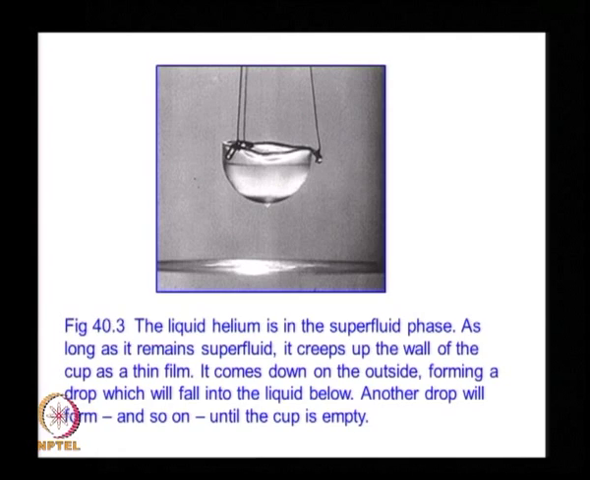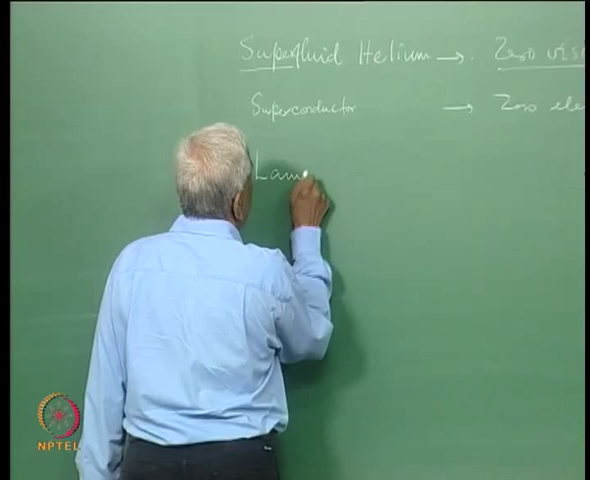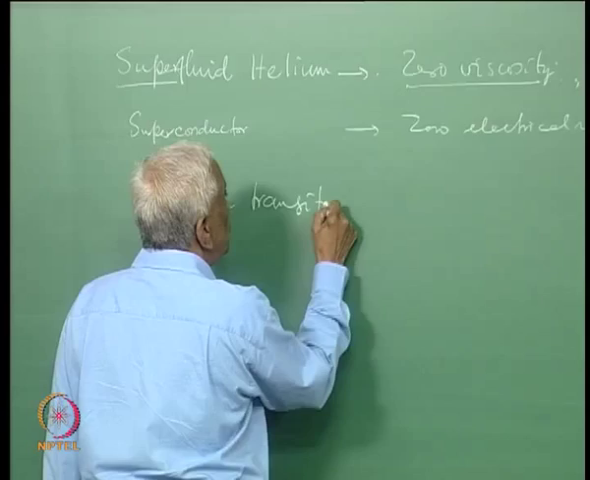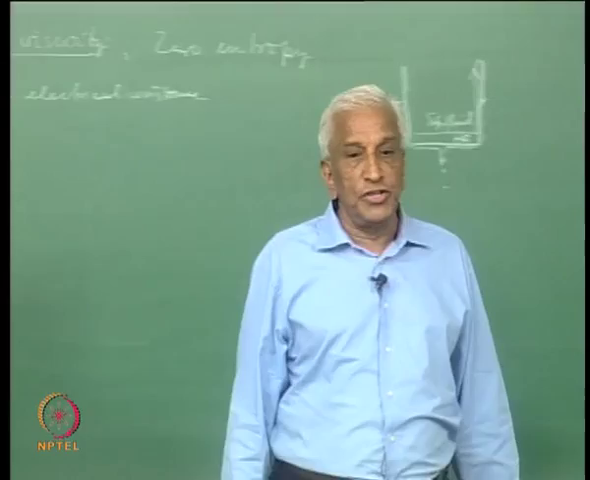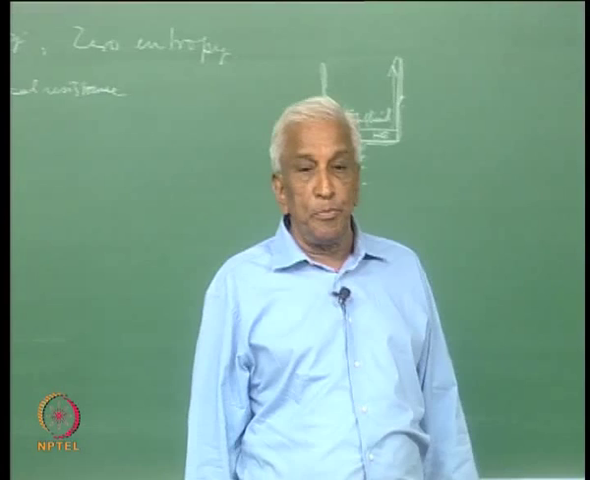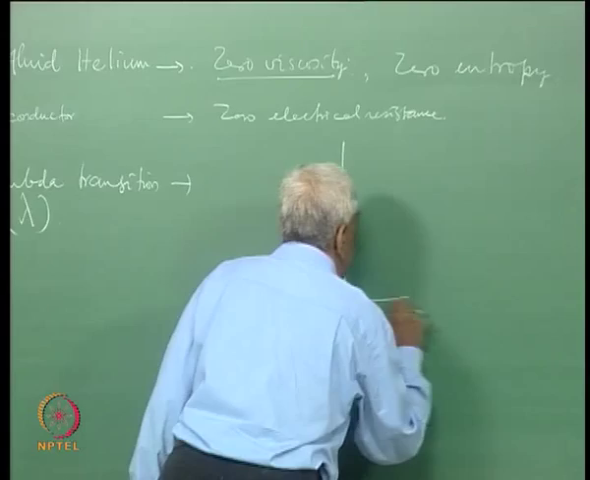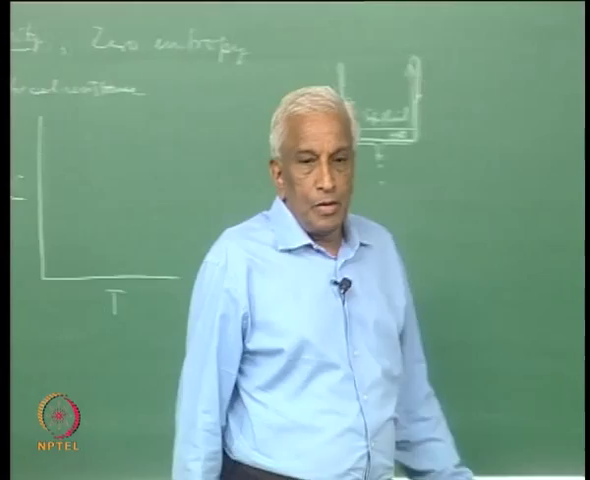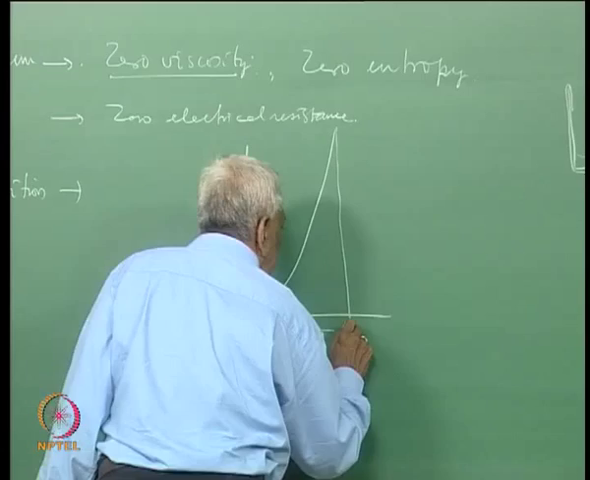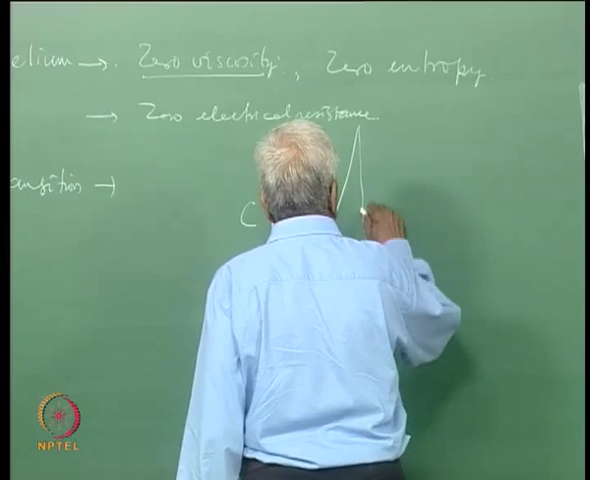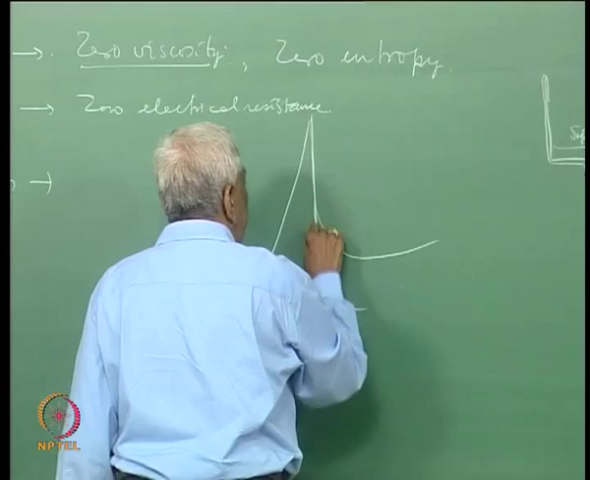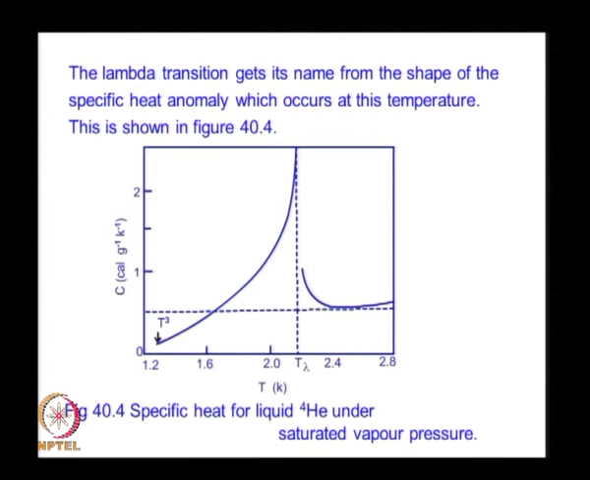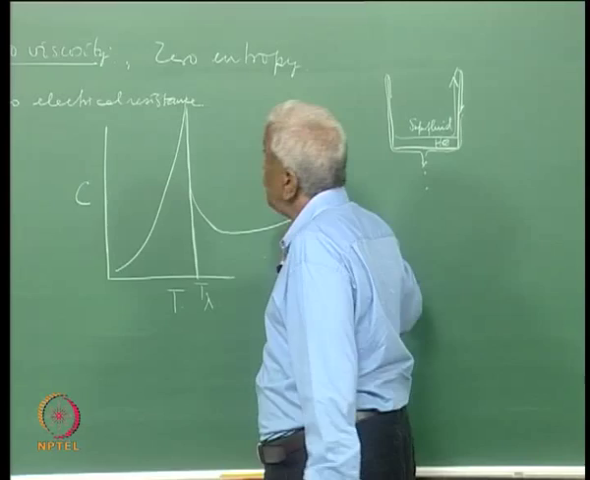We talked about the lambda transition from the normal liquid phase into the superfluid phase. Now, this is called the lambda transition because of the shape of the specific heat anomaly which occurs at this temperature. So, you have the specific heat, and the shape is somewhat like this, with T lambda marked, so that is roughly the kind of shape. This is shown exactly in figure 44. So the resemblance to the letter lambda is what gives you the name of lambda transition.